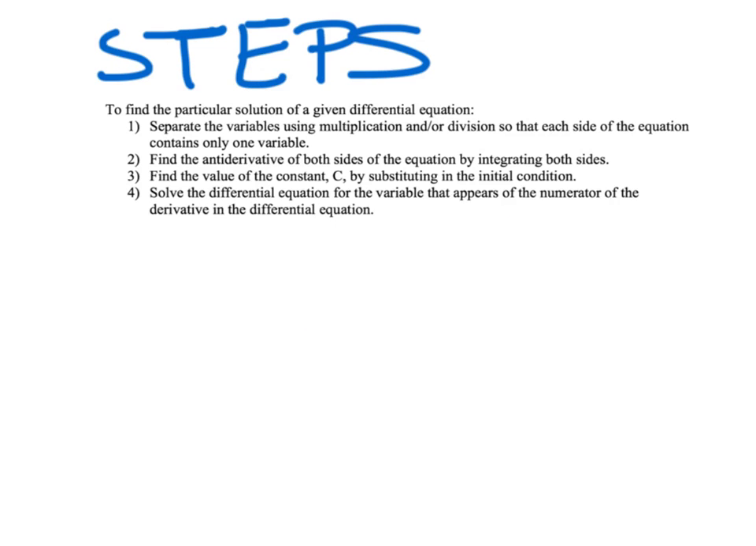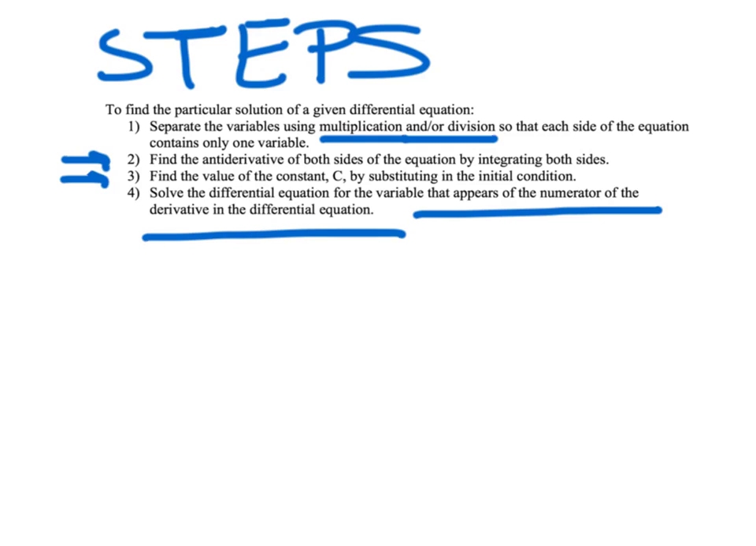The steps you'll notice are the exact same as yesterday. So if you've got these written down, you should have these in your notebook from yesterday. I just want to stress that the only way to separate the variables is by multiplication or division. And again, you want x's on one side, y's on the other. Then step 2, of course, is to integrate both sides, find the constant, and then solve the differential equation of the variable that appears in the numerator of the differential equation.